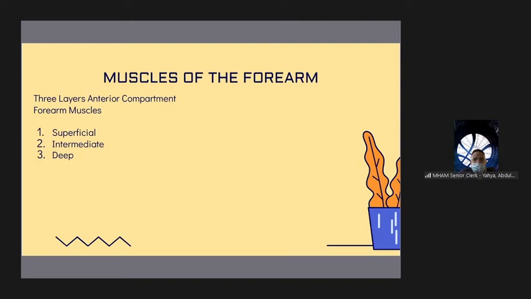The muscles in the anterior flexor compartment of the forearm are mainly composed of three layers: superficial, intermediate, and deep. Generally, these muscles are associated with movements of the wrist, flexion of the fingers, and also pronation. Next slide, please.